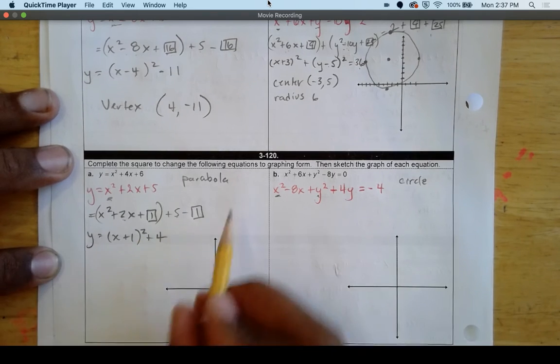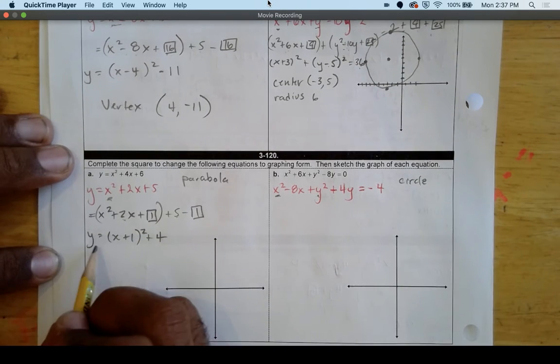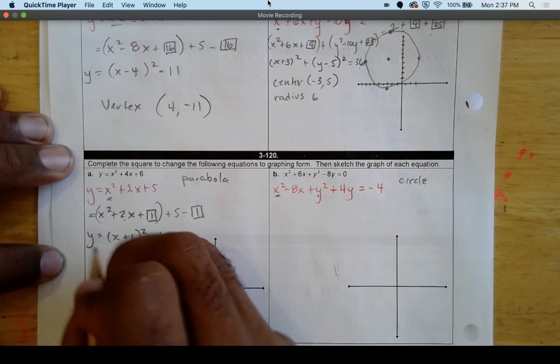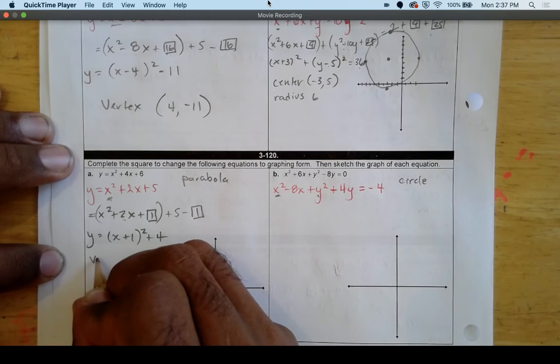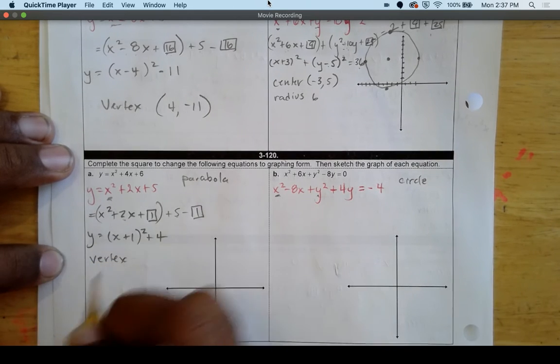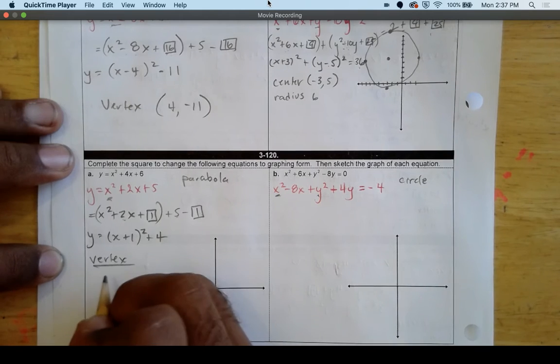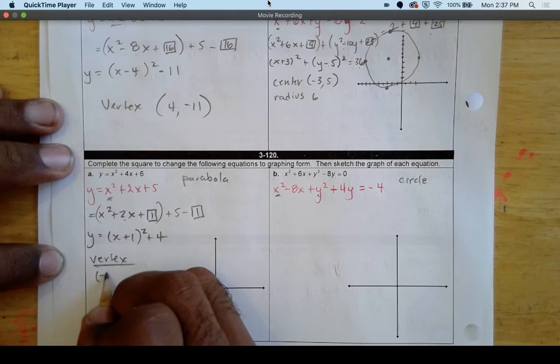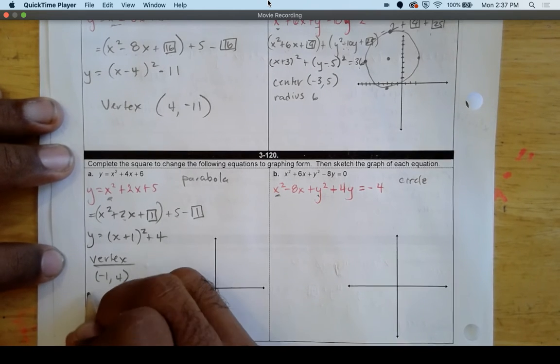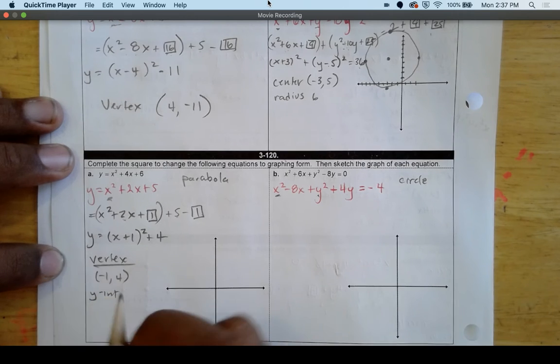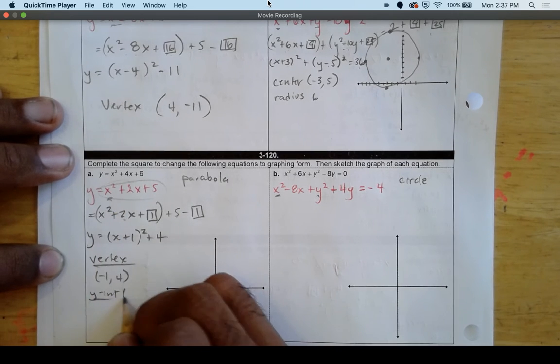Okay, so again, to graph the parabola, in this case, we need the vertex. The vertex is negative 1, 4. We also have a y-intercept. If you remember, we're in standard form already. So my y-intercept is 0, 5.